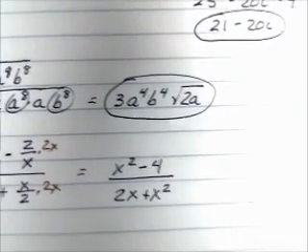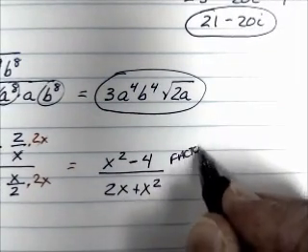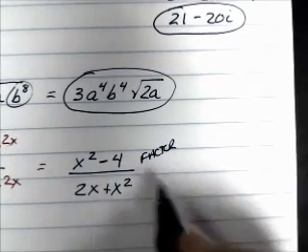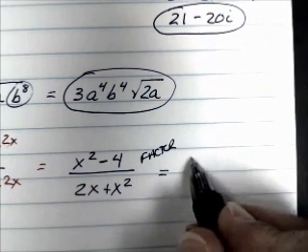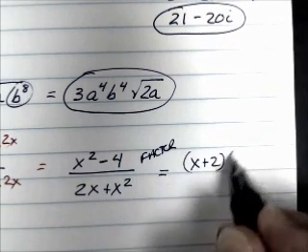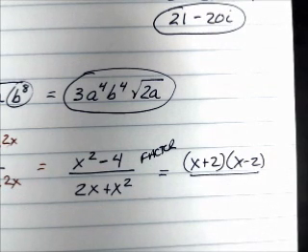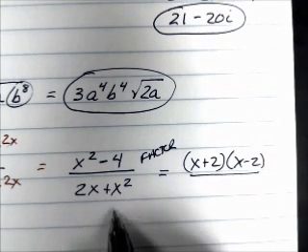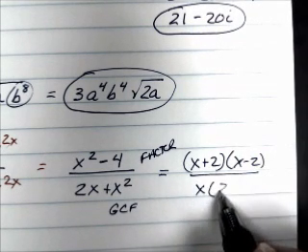Now continue to simplify. Factor. Factor your numerator and denominator, right? The numerator is the difference of two perfect squares. x plus 2 times x minus 2. And the denominator has a GCF. The GCF here is x. Factor out x, and we have 2 plus x.